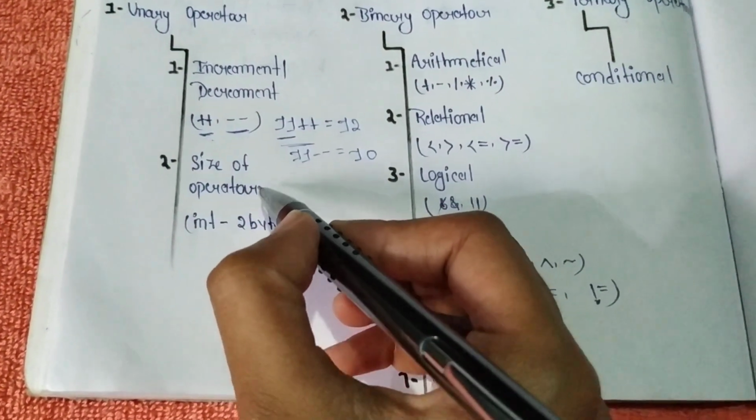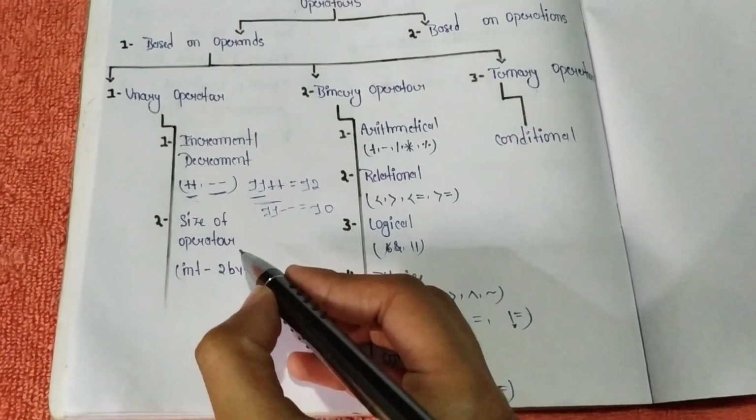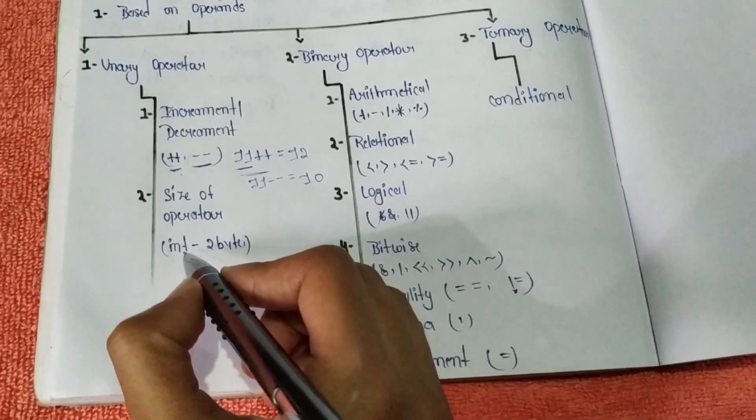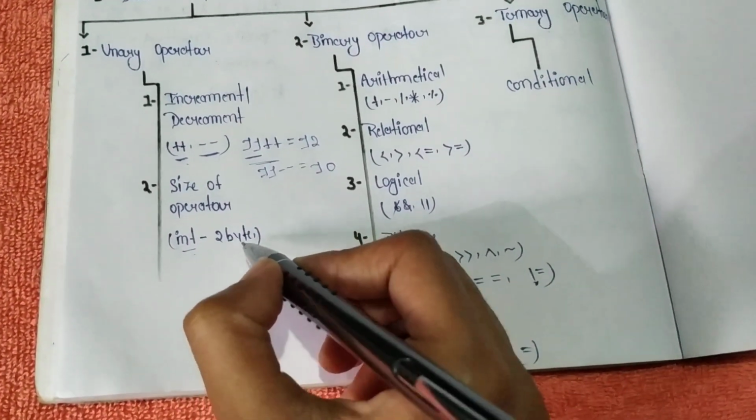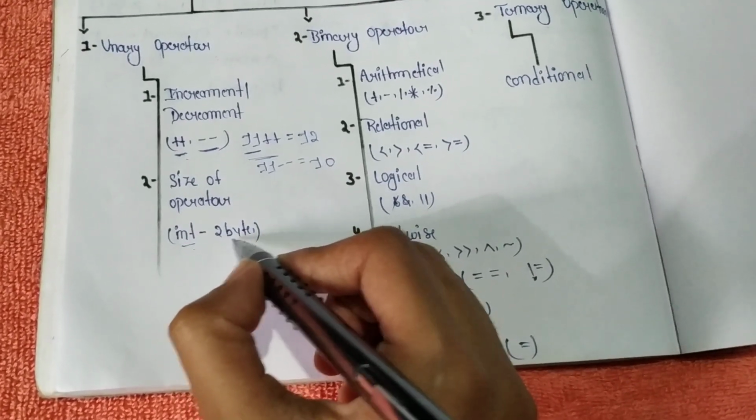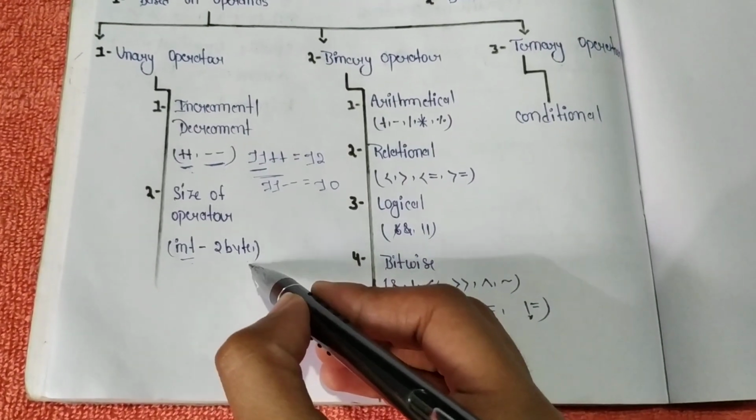Now let us see what the sizeof operator is. In sizeof, suppose you give the data type int, sizeof int, then we find that the size of int is 2 bytes. Like sizeof float will give you 4 bytes.